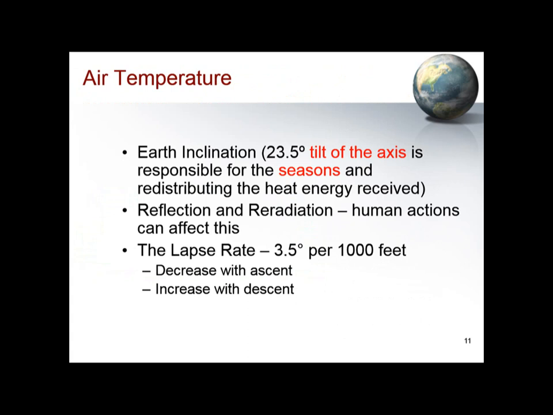About air temperature. Earth's inclination, the 23.5 degree tilt of the axis, is responsible for the seasons and for redistributing the heat energy received. Reflection and re-radiation: human actions can affect this. The lapse rate is 3.5 degrees per 1,000 feet: temperature decreases with ascent and increases with descent.